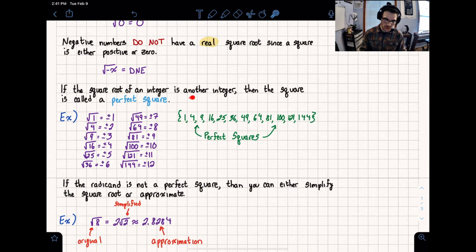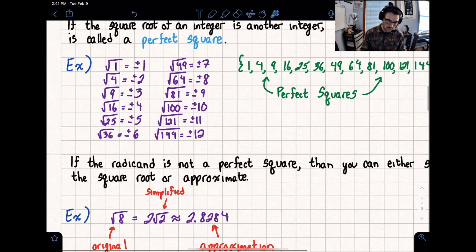If the square root of an integer is another integer, then the square is called a perfect square. So I did a bunch of examples here. Square root of 1 is plus or minus 1. Square root of 4 is plus or minus 2. Square root of 9 is plus or minus 3. And I did all the way up to square root of 144 is plus or minus 12.